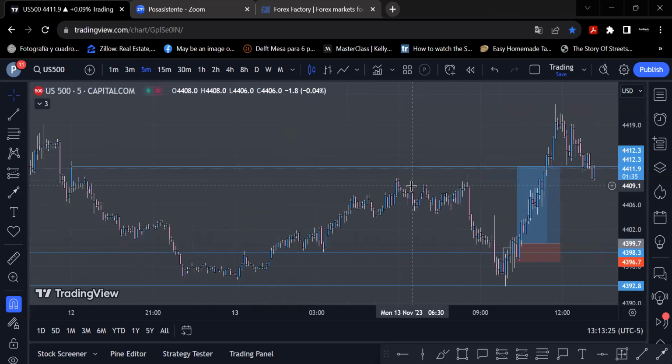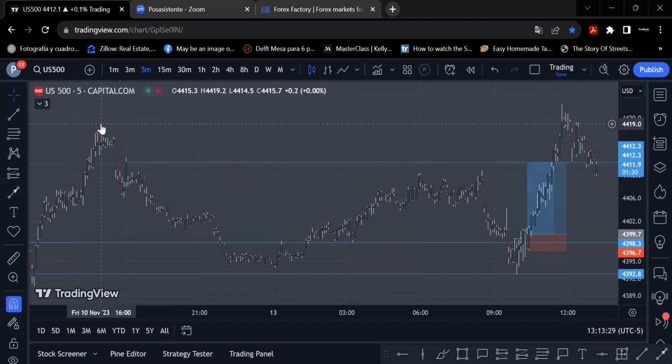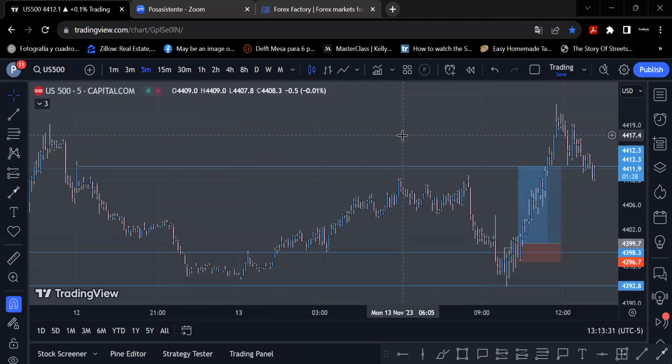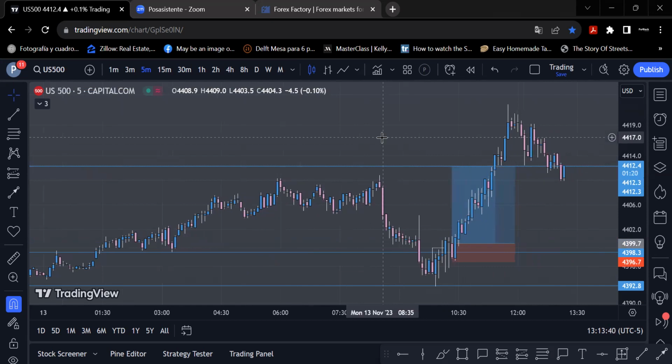Now, we could have held the trade longer, targeting Friday's high here, but you guys have to remember that we're here to be profitable and not to be perfect. So it is better to take money off the table than leave it on the table and have a loss or lose it.